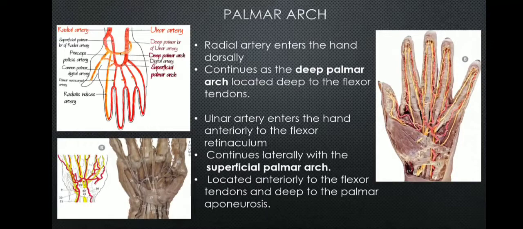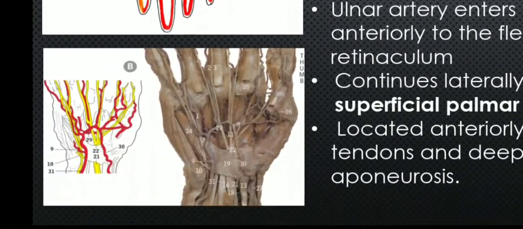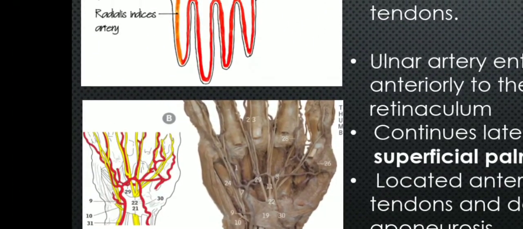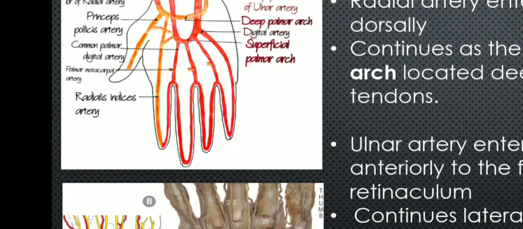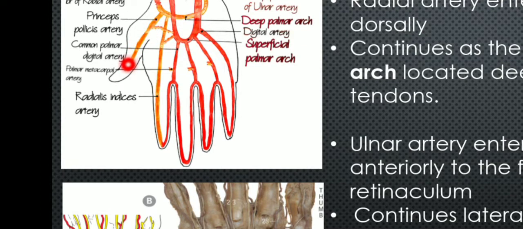the adductor pollicis muscle, the radial artery gives off two branches, that is the princeps pollicis artery, which divides at the base of the proximal phalanx into two branches for the palmar surface of the thumb, and the radialis indicis artery, which descends between the first dorsal interosseous muscle and the transverse head of the adductor pollicis muscle to supply the lateral side of the index finger. So basically, in this picture you could see this is the princeps pollicis artery and this is the radialis indicis artery.